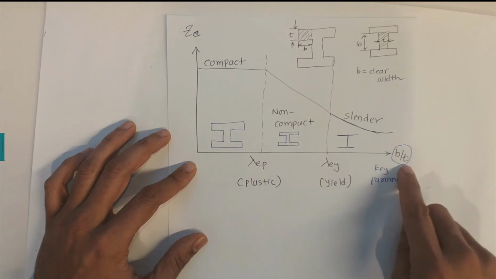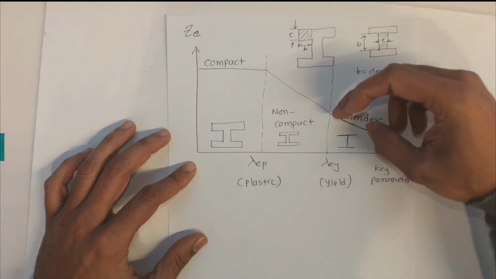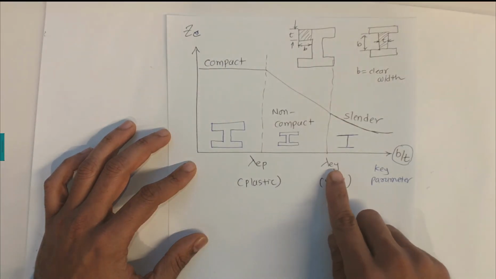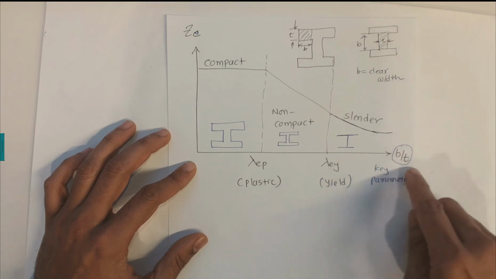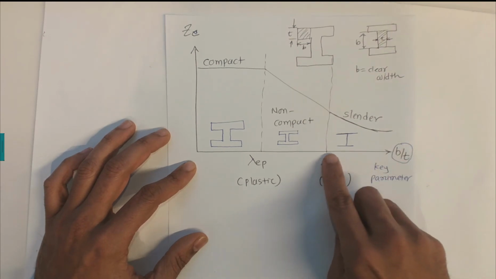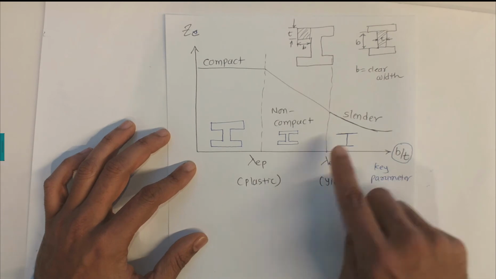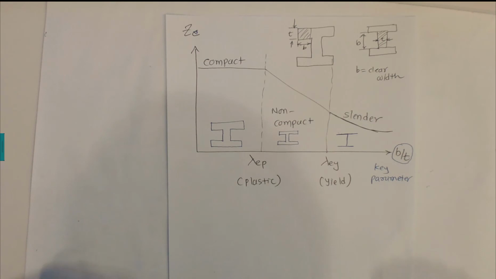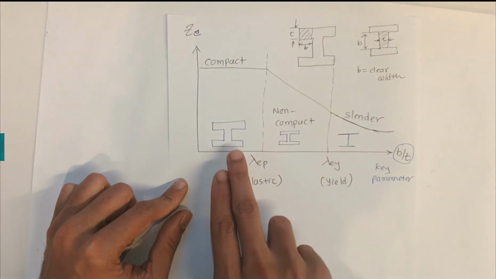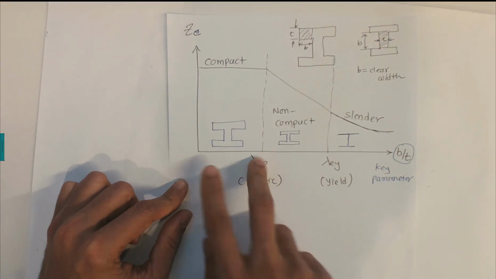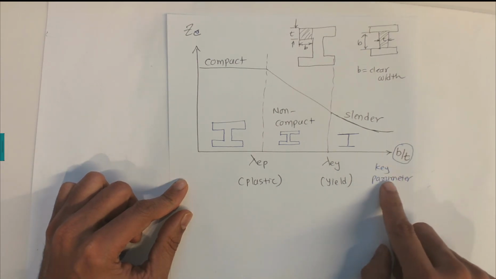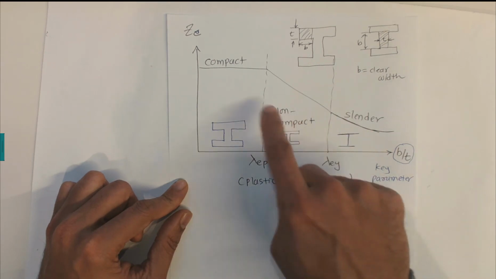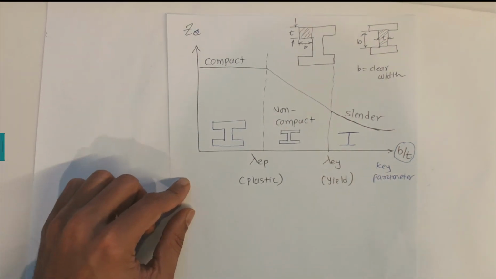Now, the larger the value of b over t, you can see here the slender one is parabolic, and this one is linear, this one is linear. When b over t is a larger value, meaning the thickness is small, then it is the slender one. When your b over t is in this range, you have non-compact. And we have the compact section, which is strong and has the lowest b over t ratio. So the b over t parameter is very important in the classification of slender, non-compact, and compact. Thank you very much.